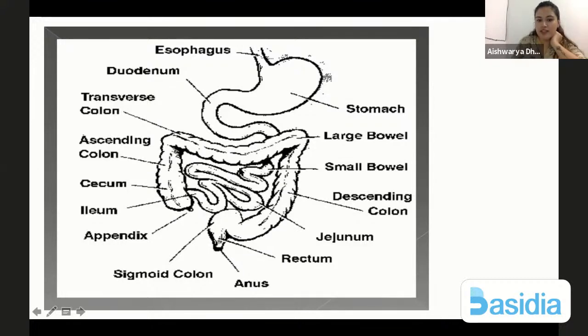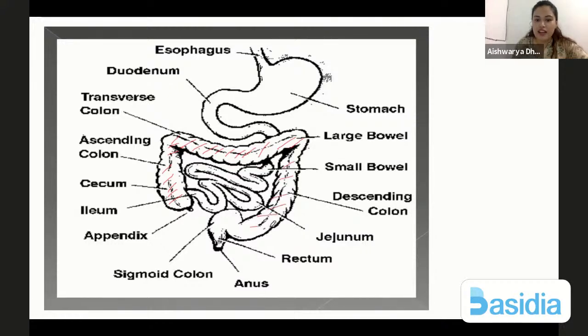Then moving forward, we have the jejunum, the middle portion, and the highly coiled part will be the ileum. Ileum will open into the large intestine. Now just have a look at the large intestine. If you see here, only this portion is the large intestine. I'm just going to shade it a little, right? This is the large intestine.